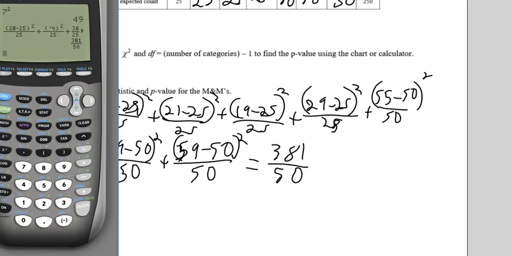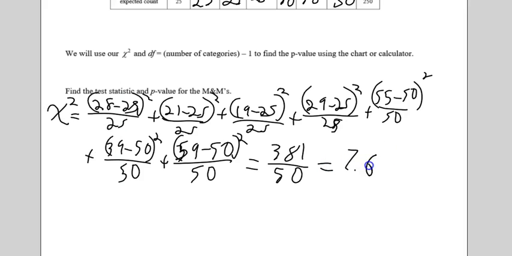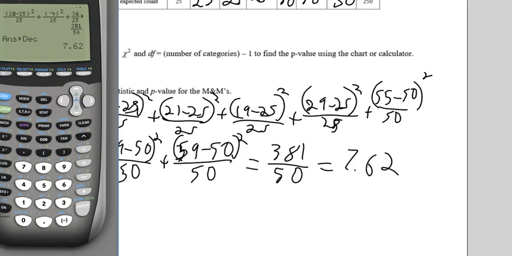Now, we want to turn this into a decimal. So it's very simple to do that. You hit the math key. See how it says number 2 decimal? 7.62. So your answer was in a fraction form, like so, 381 over 50. You hit the math key, and you just hit number 2. Turn it into a decimal. Hit enter. 7.62. That's how you turn decimals to fractions, fractions to decimals.